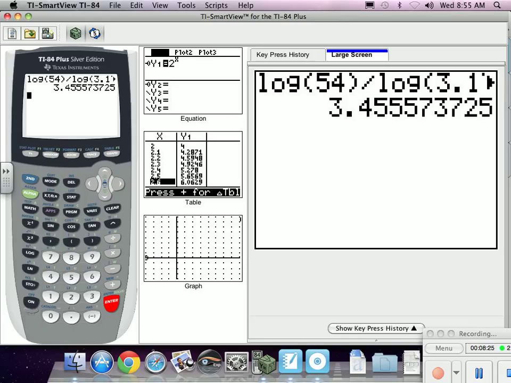Now, why is all this log stuff so important that they bother with it? Let me see. Hold on a second.